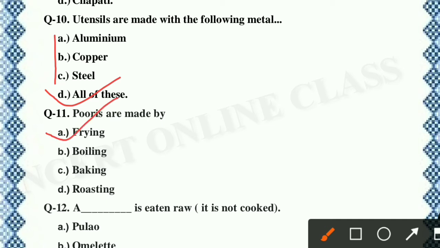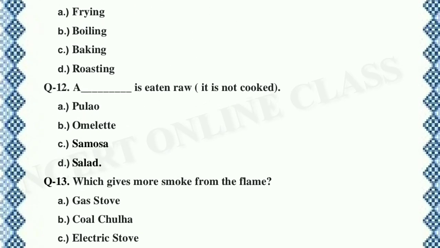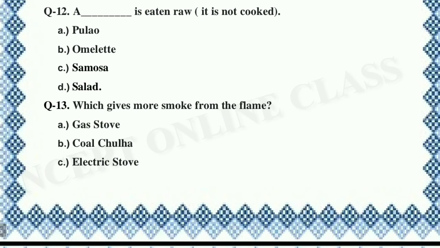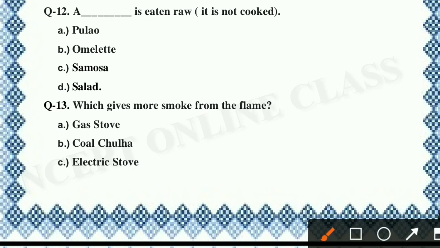Then question 12, a dash is eaten raw. It is not cooked. Pulao, omelette, samosa or salad. Option D is the correct answer because salad is eaten raw. Then question 13, which gives more smoke from the flame? Gas stove, coal chula or electric stove. The correct option is coal chula because it gives more smoke.